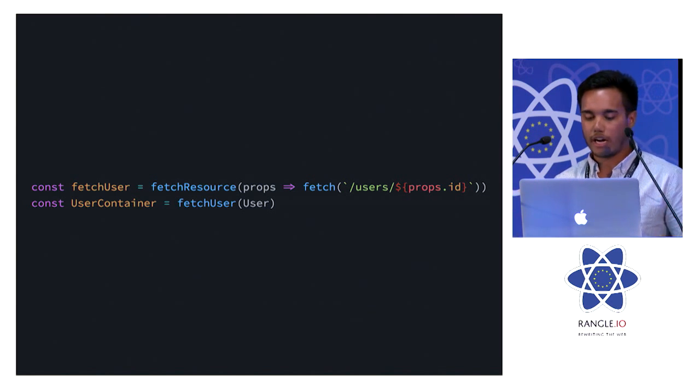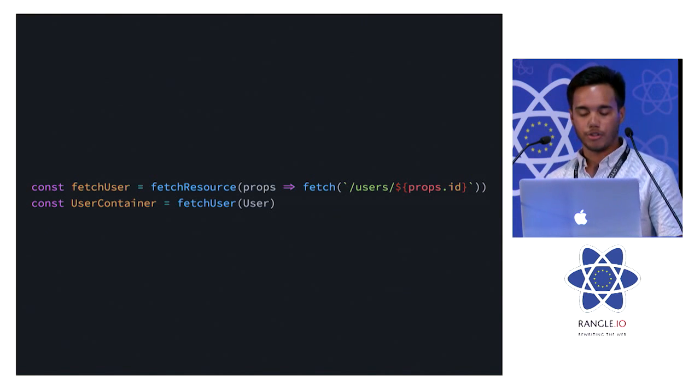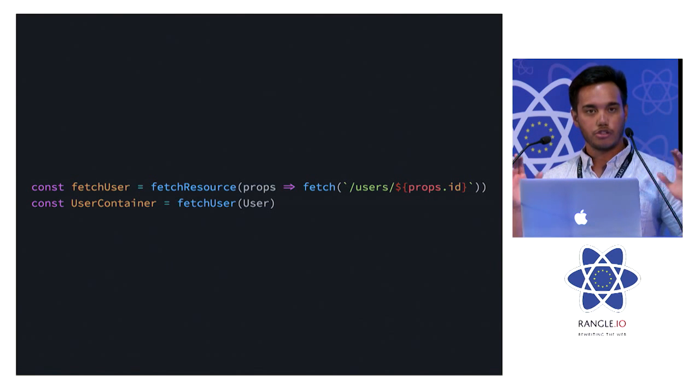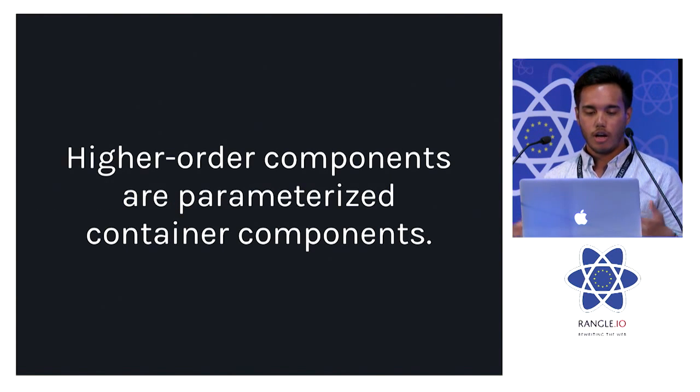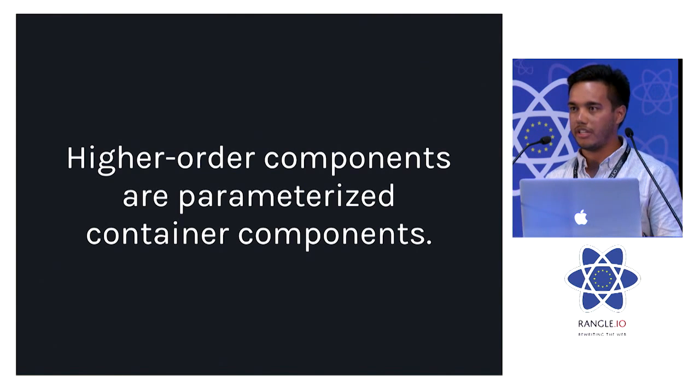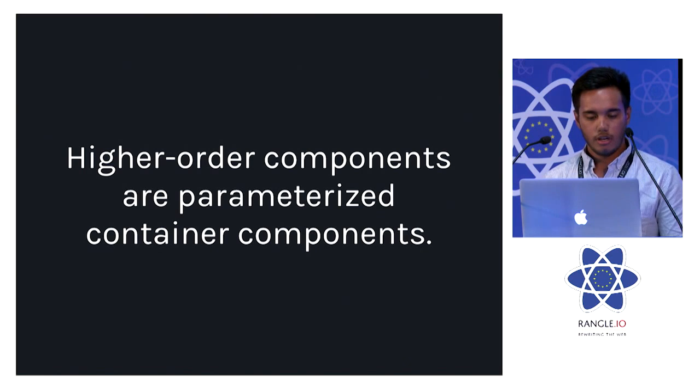I said earlier that higher order components are just functions that accept a component and return a component. And while that's a good description of the surface API, if you want to describe their implementation, I like to say that higher order components are parameterized container components. That's really all they are. They're not really a brand new fancy abstraction. They're just functions and container components, which are very common things that everybody's pretty familiar with. So they're container components that can be customized and reused for a variety of situations.